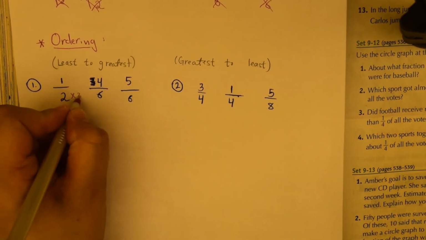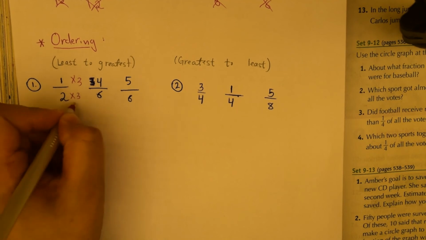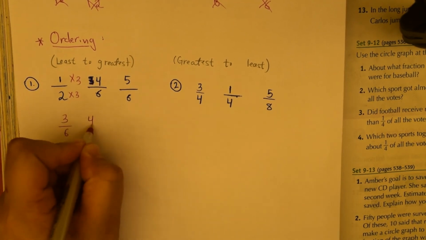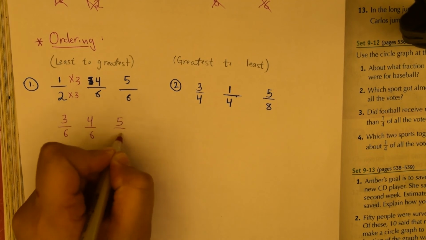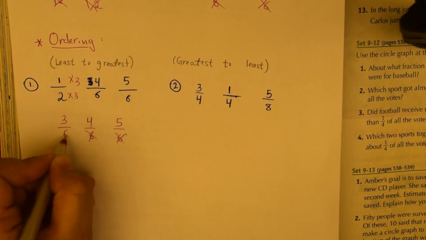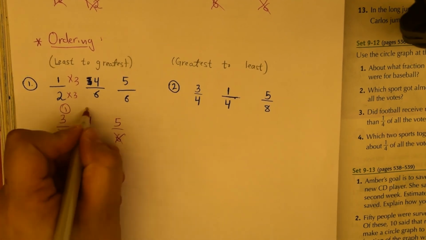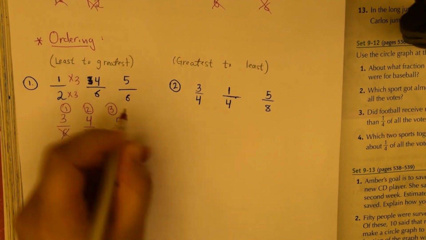I know that 2 times 3 equals 6. I will multiply up and down. It will give me 3 over 6, 4 over 6, 5 over 6. I will cross the common denominators. I want from least to greatest. Then this is number 1, 2, and 3.